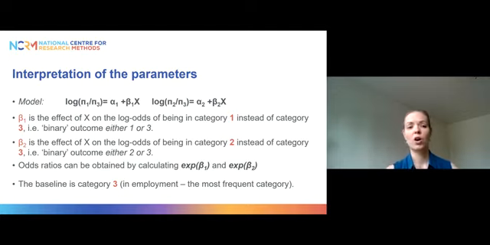Looking at the equations, B1 in the first equation is the effect of our explanatory variable, so gender, on the log odds of being in category 1 instead of category 3, so being economically inactive rather than in employment. And B2 is the effect of gender on the log odds of being in category 2, so that is unemployed, instead of category 3, which is in employment. And like in binary logistic regression, we can obtain odds ratios by calculating the exponentiated values of B1 and B2 and then use that to interpret our results.